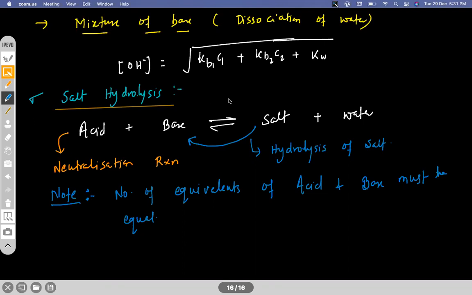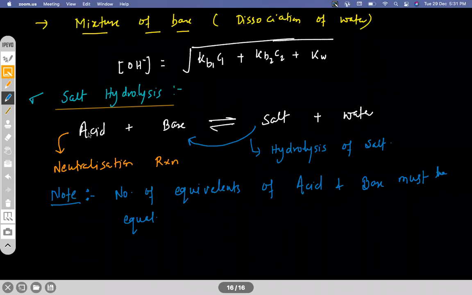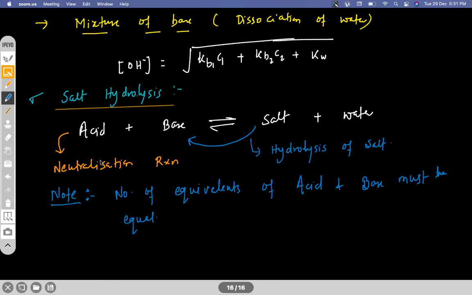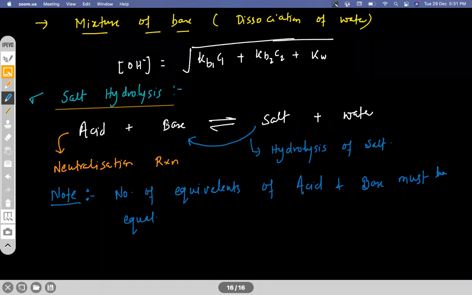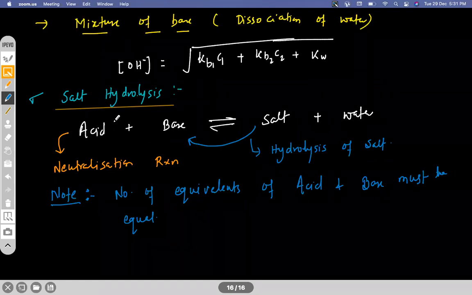To avoid the situation of salt plus acid, for that condition you must have the acid react completely in the reaction. Once the reaction completes, there is no acid or base present in the solution. Then only we can use the salt plus water reaction, which is salt hydrolysis. If any one of these two is present, the mixture has different properties, and a different condition needs to be applied.